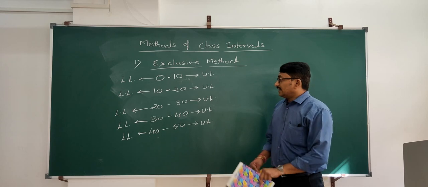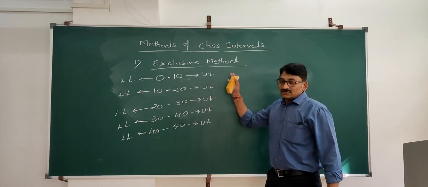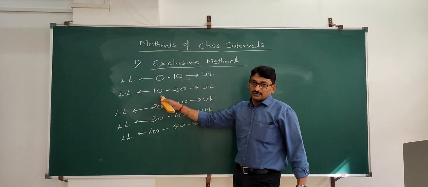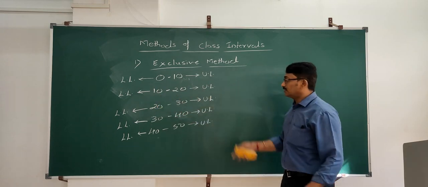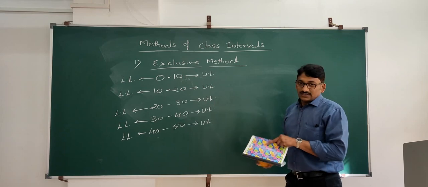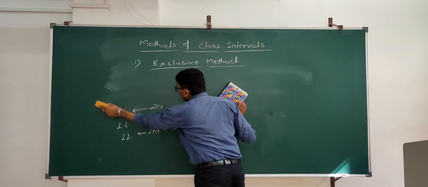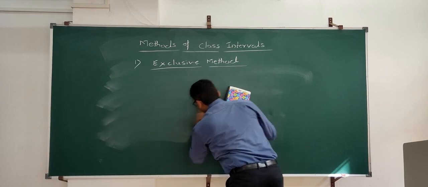Only writing this example is not enough. Why is it called the exclusive method? Because the upper limit is once again repeated as the lower limit. This is the main important thing. Is this clear to you? We will go for the next one, that is the second method.